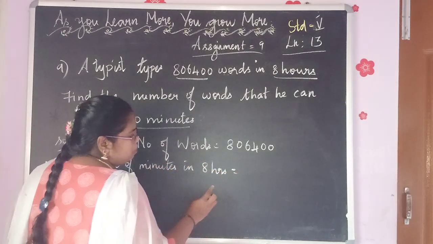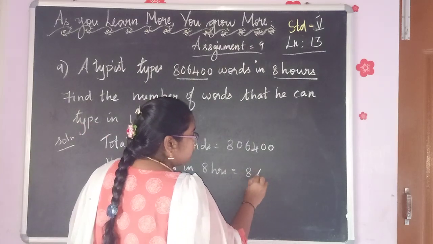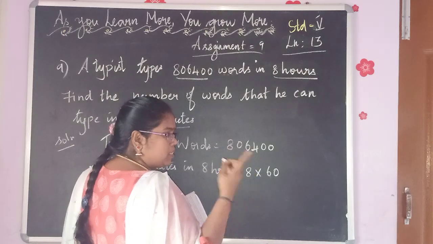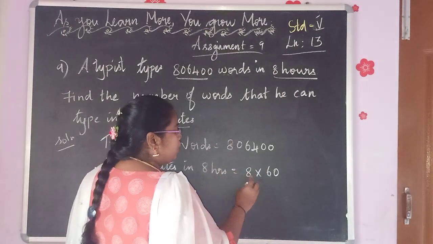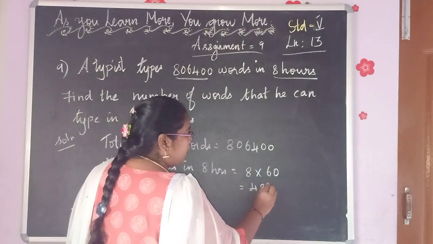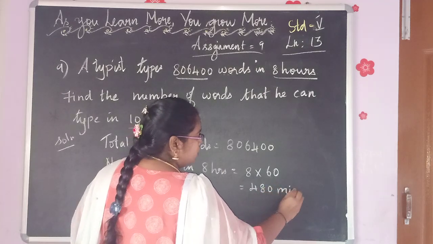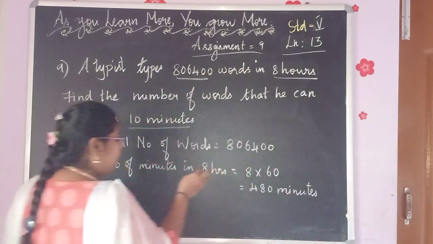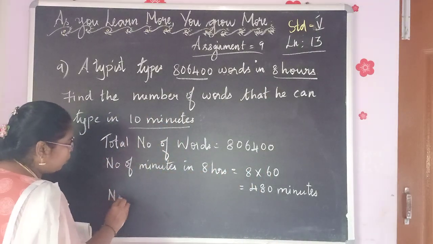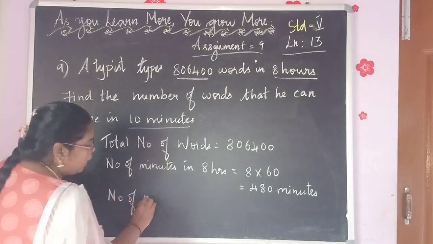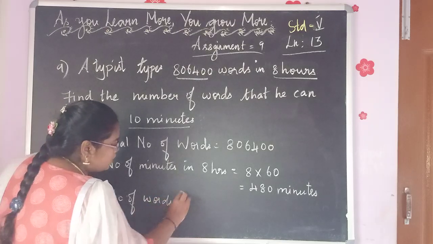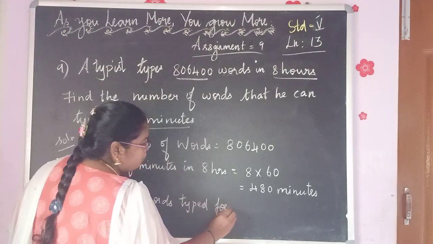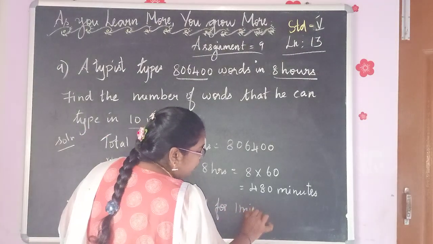In 8 hours, how many minutes? What we are going to do? 8 multiplied by 60, because converting the hours into minutes, we have to multiply. Okay, 6 8s are 48. It is 480 minutes. So in 480 minutes, this amount of words are typed. Let me know how many words are typed for 1 minute. I need it for 1 minute.